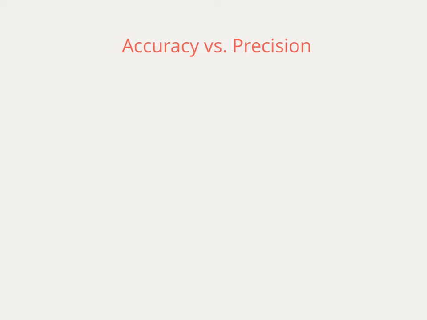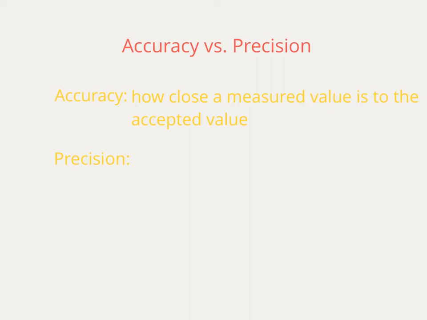Before we start evaluating measurements, we first need to define two terms that are very often used interchangeably when talking about measurements, but are actually quite different from each other: accuracy and precision. Accuracy is how close a measured value is to the actual value, while precision is how close the measured values are to each other. So in order to determine accuracy or precision, we need to know the actual or the accepted value of whatever it is we're measuring.